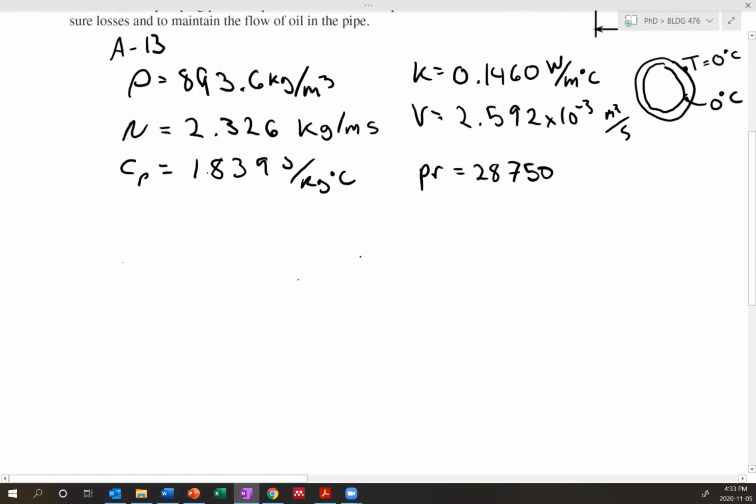So the first thing we'll find is our Reynolds number. For each shape there's a different Reynolds number, or it's mostly the same equation, but we use our hydraulic diameter. In the book, they'll show you the hydraulic diameter for a whole bunch of different shapes, but for a circle, it is the diameter. So that's nice and easy.